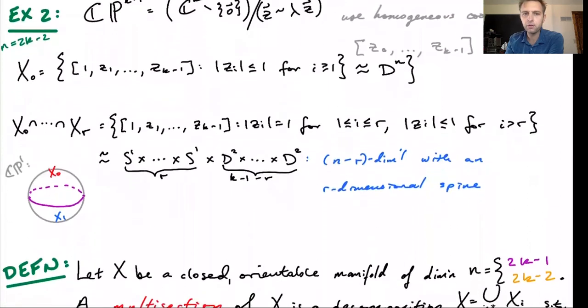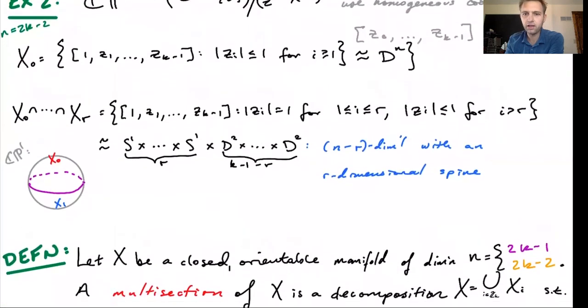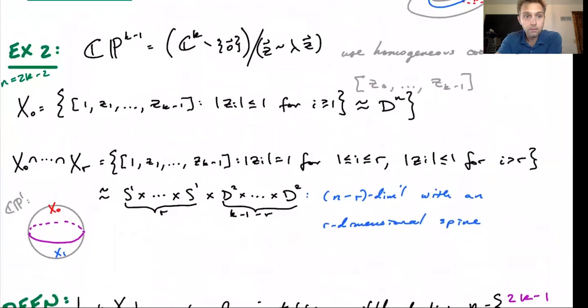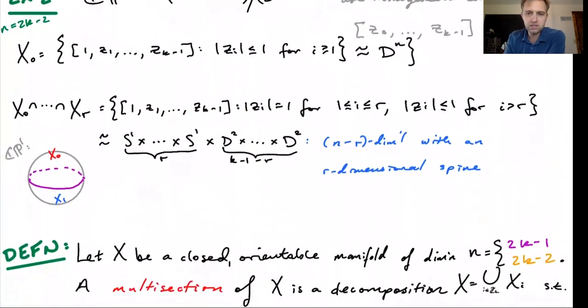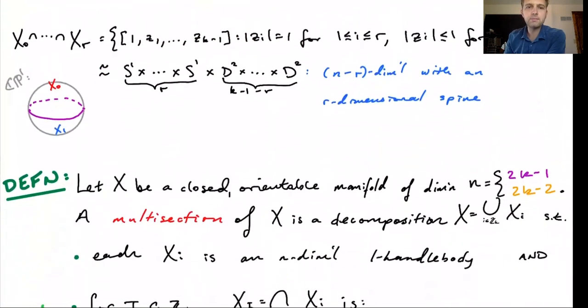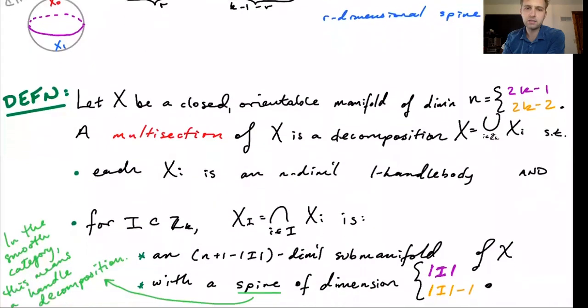The second example, and if you want to look at this, I'll ask you to pause the video. This is an even dimensional example, a similar construction, although here dealing with complex projective space using homogeneous coordinates. And again, the key property is that for these setwise intersections, we can say what their dimension is and what the dimension of the spine is, depending only on how many pieces we're intersecting.